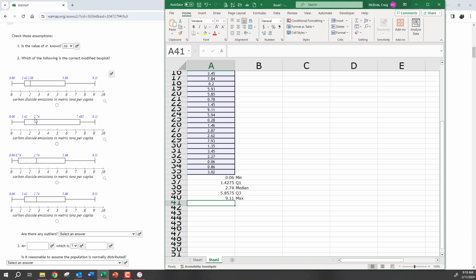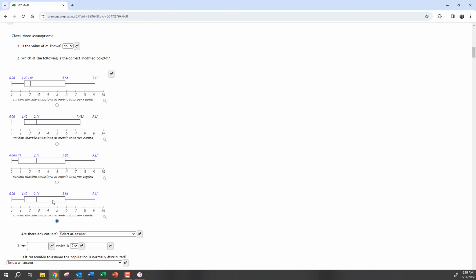So now we're down to this one or this one. And then a Q3 is 5.86, right? So it's obviously this one. So we can see that this would be our answer.